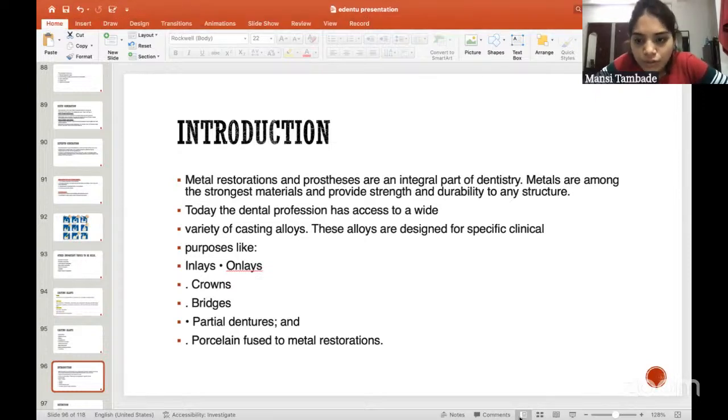Today, the dental profession has access to a wide variety of casting alloys. These alloys are designed for specific clinical purposes like inlays, onlays, crowns, bridges, partial dentures, and fused metal restorations.